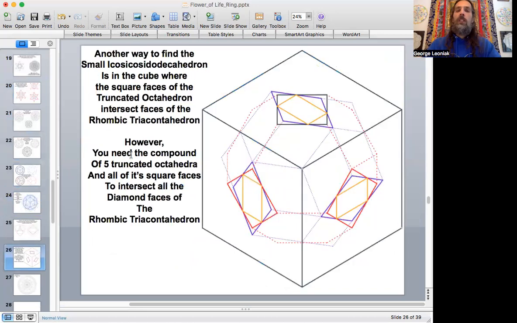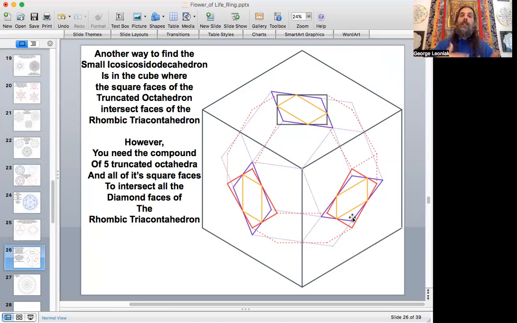when it is flush, this black square face right at the top here is going to intersect the purple rhombic tricontahedron face, which of course is the 30 diamond faces. And where those square and rhombus edges cross, that's the midpoint of the edges of the rhombus. That creates the golden rectangles. So I only have 3 golden rectangles showing, and there'll be 3 more on the backside.